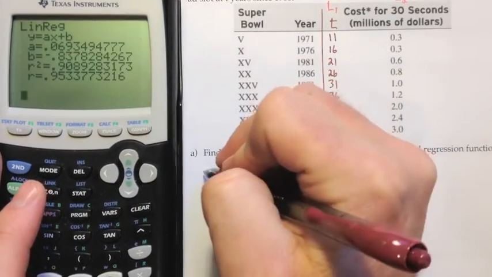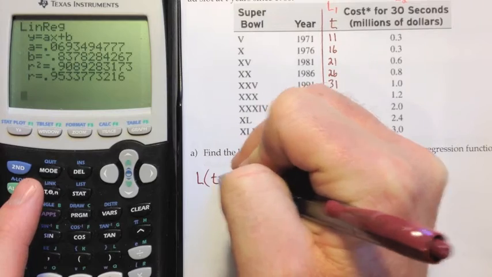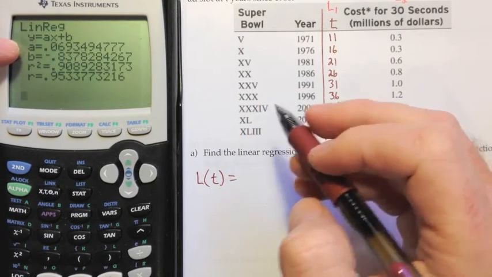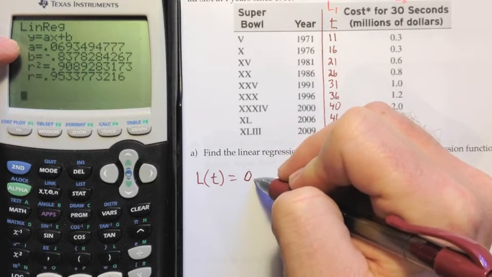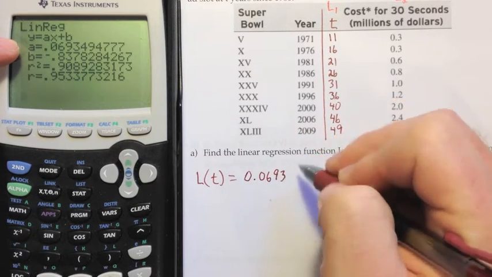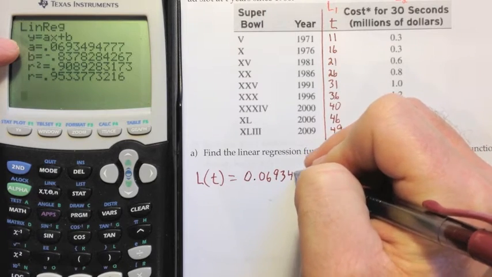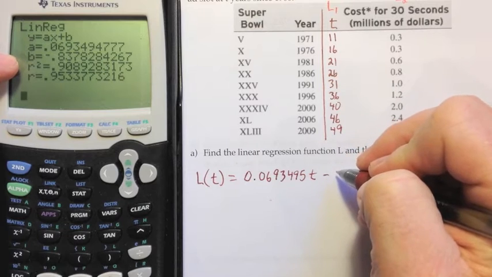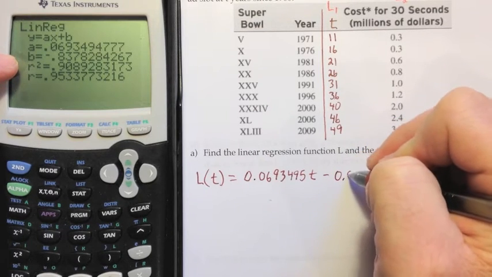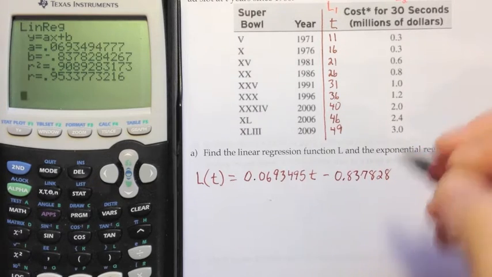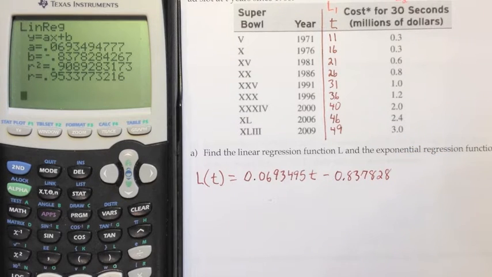So for the linear function, I'll write L of t is equal to mt plus b, or at plus b, so 0.0693495 times t minus the intercept 0.8378928. I didn't see anything here about rounding rules for how many decimals they wanted, so I just put a lot.